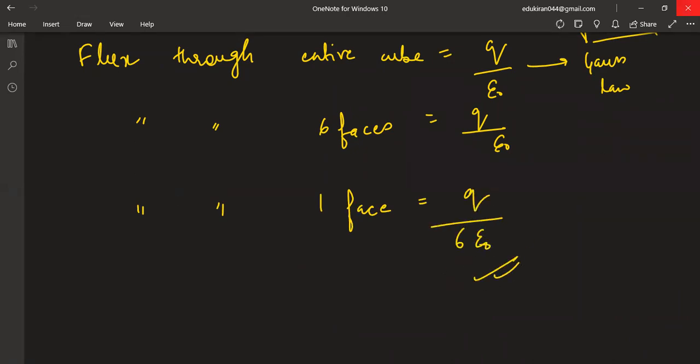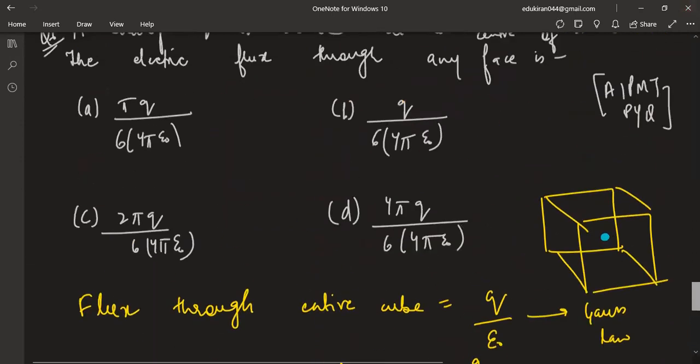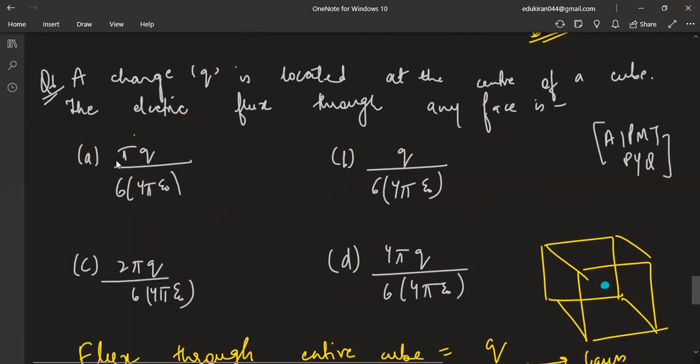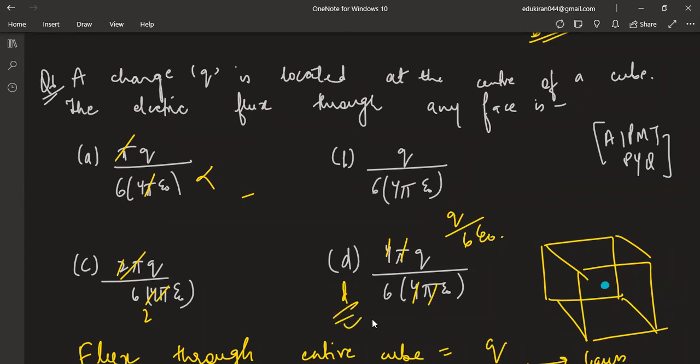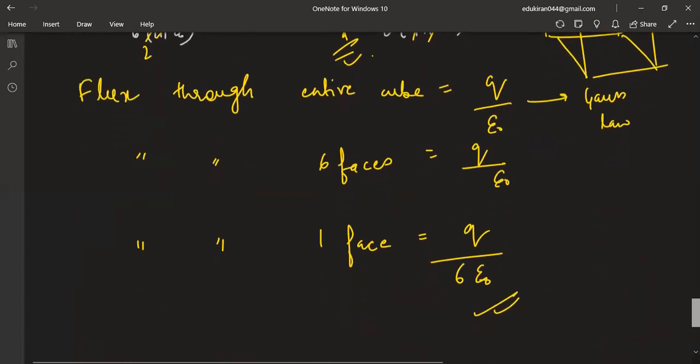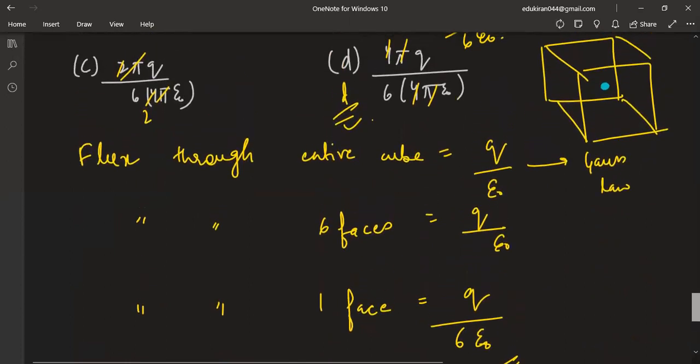This is our answer, but it isn't matching any of the options. So see, if you reduce it, pi gets cancelled. Q by 24 epsilon naught? No, nothing is getting cancelled. With 2 pi, this is Q by 12 epsilon naught. 4 pi gets cancelled. This is exactly Q by 6 epsilon naught. So option D is correct. Note it down. Any doubts you have, let me know. Then we'll discuss the next lesson.